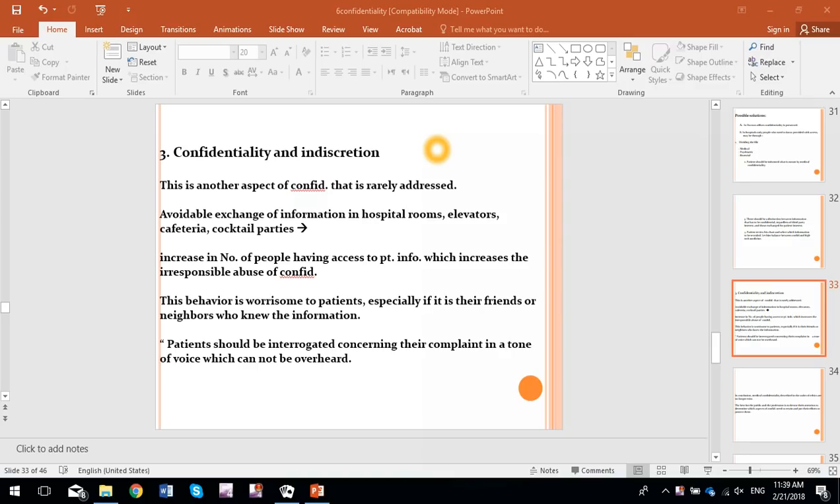The patient next to him hears, and the people in the corridor hear what they are saying, and therefore this is another worrisome thing related to confidentiality which needs to be taken care of, by interrogating the patient in a tone of voice which cannot be overheard by others.